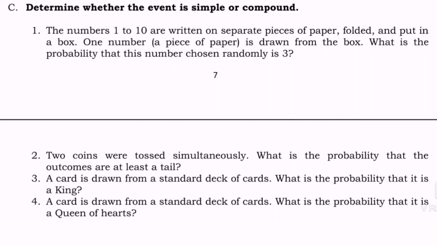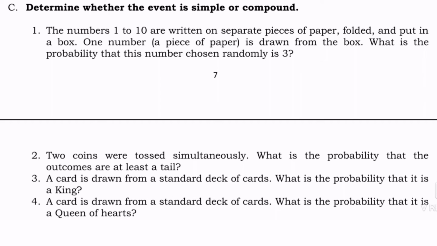Number 2. Two coins were tossed simultaneously. What is the probability that the outcomes are at least a tail? The answer is compound. Number 3. A card is drawn from a standard deck of cards. What is the probability that it is a king? The answer is simple.